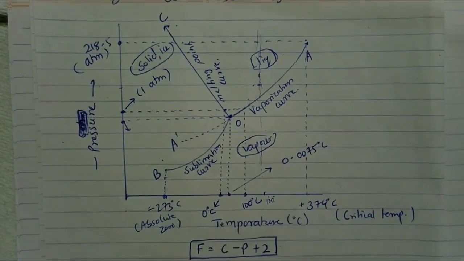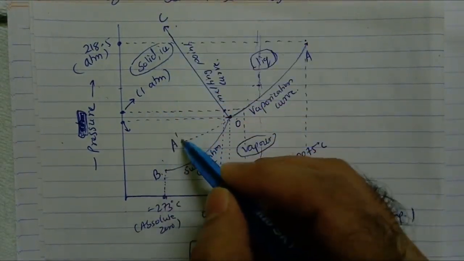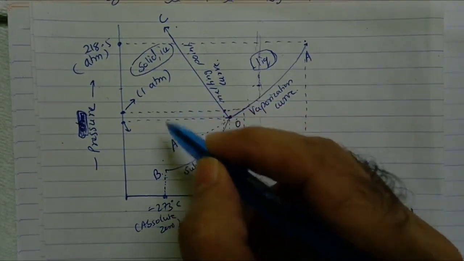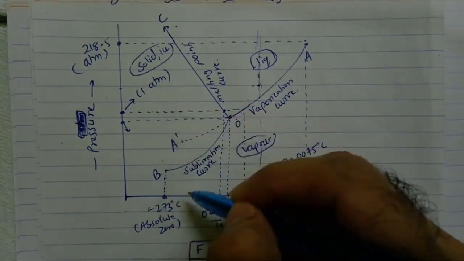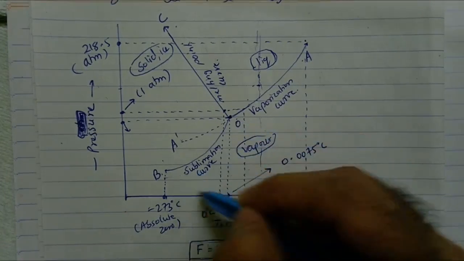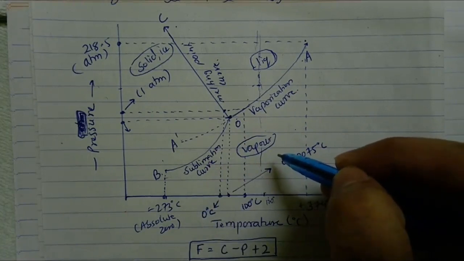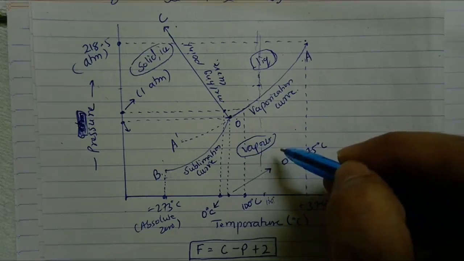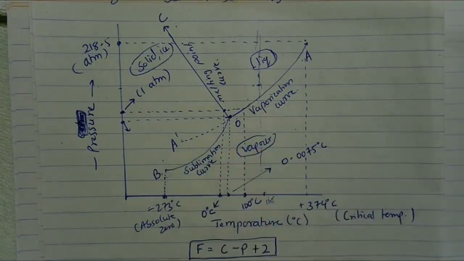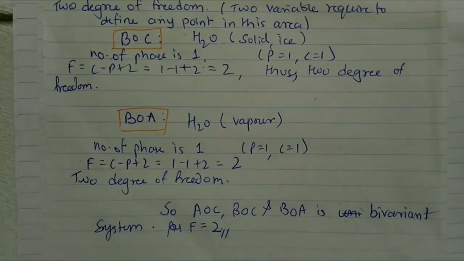Is that clear? Similarly, if you see area BOC, here you have solid ice. So everything will be solid here. So again, if I want to define any point in this area, you require 2 variables, that is temperature and pressure, the same as this one. Similarly, the same principle is applied for area AOB, where you have this vapor. So here also, if you want to define any point in this area, you require at least 2 variables, pressure and temperature both. Is that clear? Okay. So degree of freedom in this area is 2. F is equal to 2 for all areas, that is solid, liquid and gas. Hence AOC, BOC and AOB is a bivariant system.